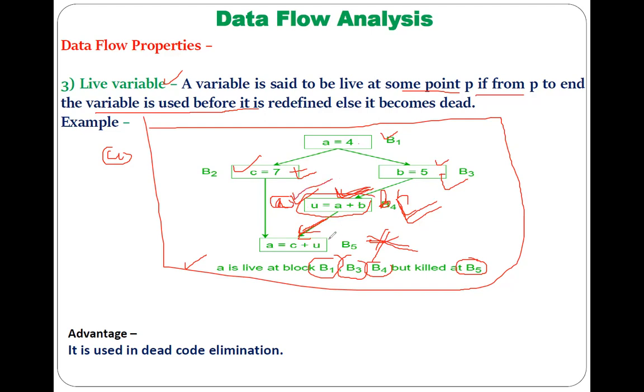Now why are we saying it is getting dead here? Because the value of A is getting modified here. What is the value of A? 4. This 4 value is getting utilized, and that is the reason this A is live here, but not live here, because its value is getting modified here. Now what does this value become? It becomes C plus U, where C is 7, and here it becomes A plus B, meaning 4 plus 5, which is 9. So the U value becomes 9.